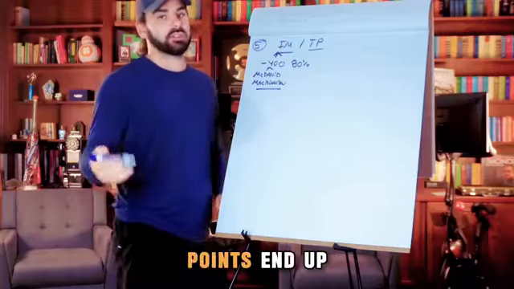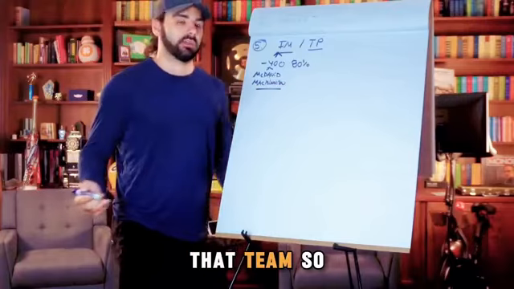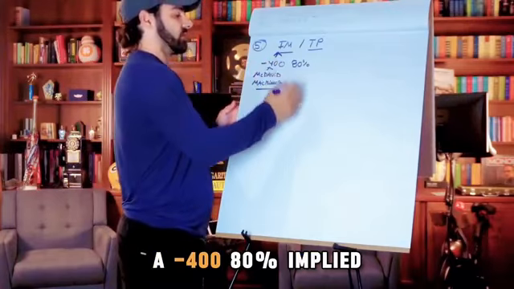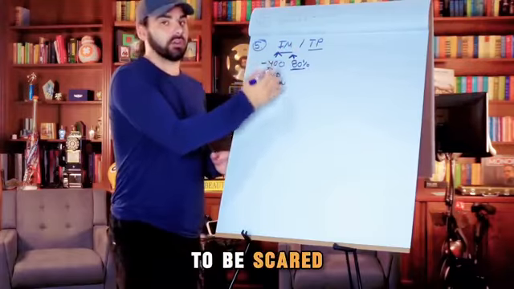Because if any points end up being scored by that team, any goals, usually they have something to do with it on that team. So, like I said, a minus 400, 80% implied probability here. Now, why not to be scared of this number?